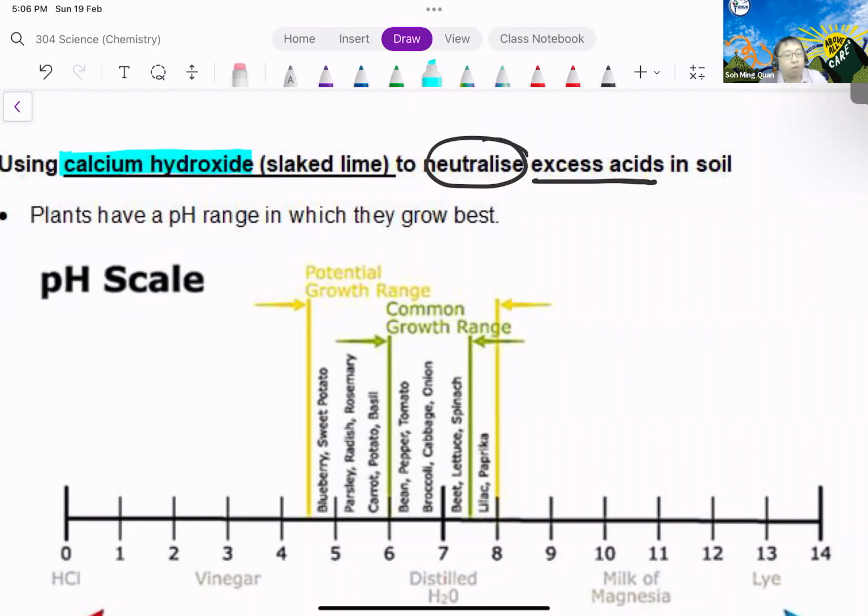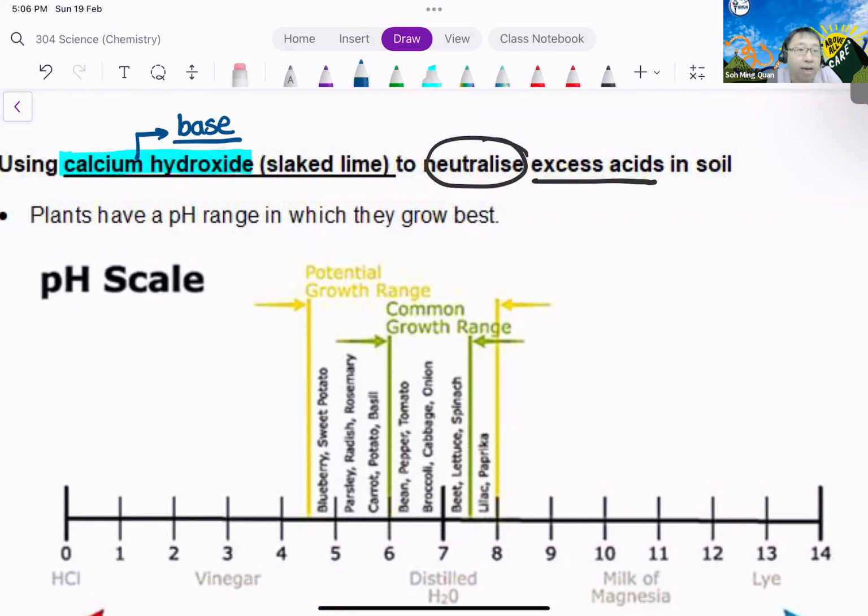Okay? Now, calcium hydroxide is able to do that because it's a base. A base can react with acids to neutralize the acid. This reaction is called neutralization. Okay? Now, you must be wondering why calcium hydroxide, why so special? Why don't you use sodium hydroxide, right?